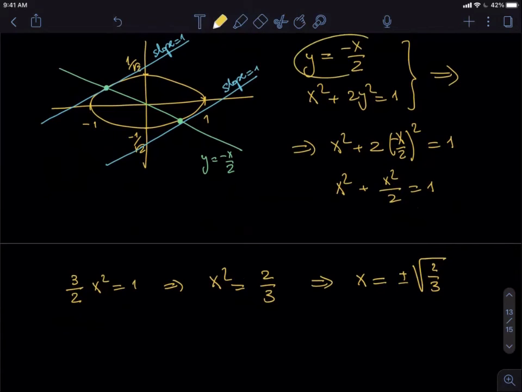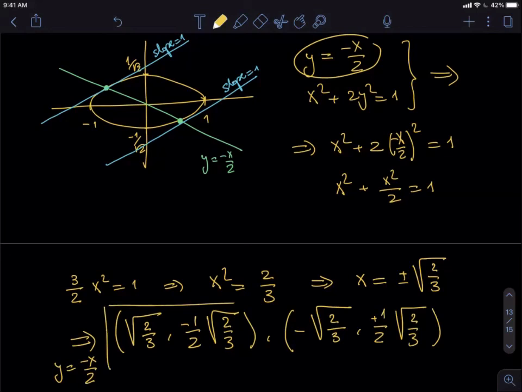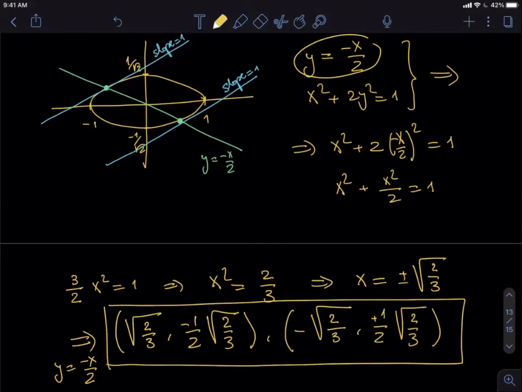Because we have this relation y equals minus x over 2, I have two options. So square root of 2/3 and then negative 1/2 square root of 2/3. That's the first. And the second option is with minus square root of 2/3 and then plus 1/2, I need to change the sign, square root of 2/3. And these are the 2 points.